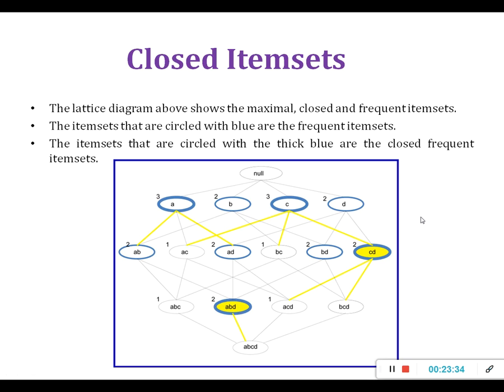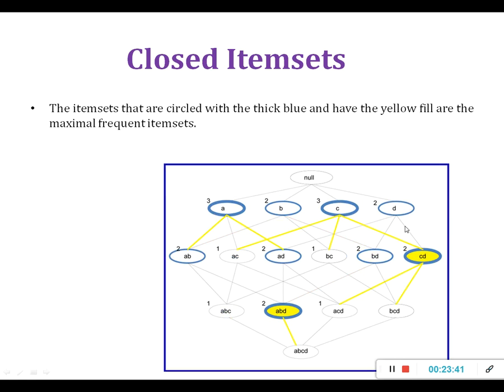So in this way we have represented this closed frequent item set with the thick blue circle. Now the item sets that are circled with the thick blue and have the yellow fill are called a maximal frequent item set. These are the thick blue circles that are filled with the yellow color. They are called the maximal frequent item set.